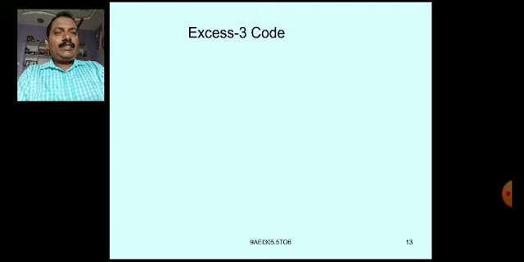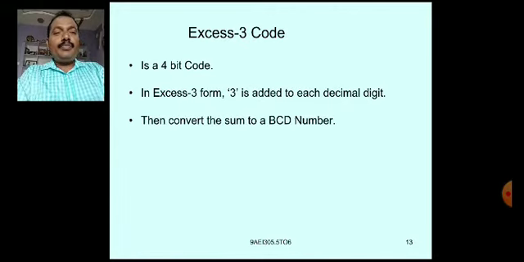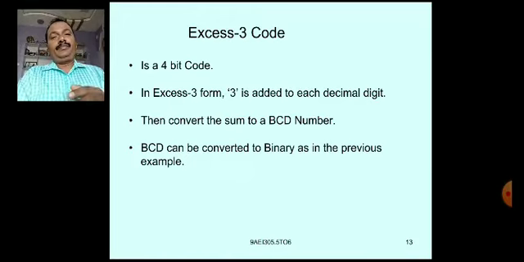Next, excess by 3 code. It is a 4-bit code. 3 is added to each decimal digit, then convert the sum to a BCD number. BCD can be converted to binary as in the previous example. This is the way of converting to excess by 3 code, that means from BCD to excess by 3.